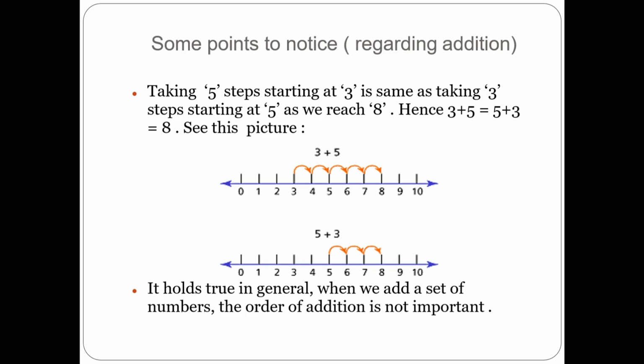See this picture. If you start from 3 and move 5 steps in the right direction for the positive sign, you obtain 8. Next, in the next number line, if you stand on the number 5 and move 3 steps to the right side, you also get 8. It holds true in general: when we add a set of numbers, the order of addition is not important.